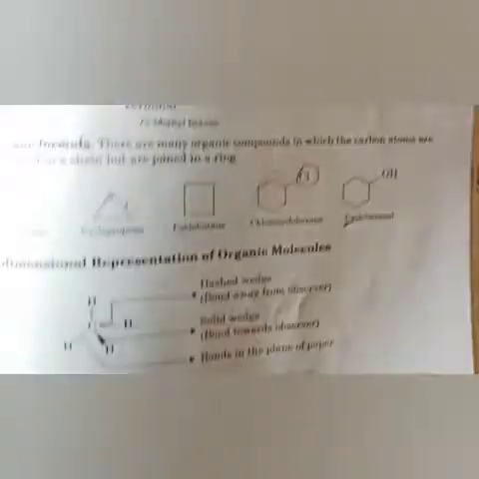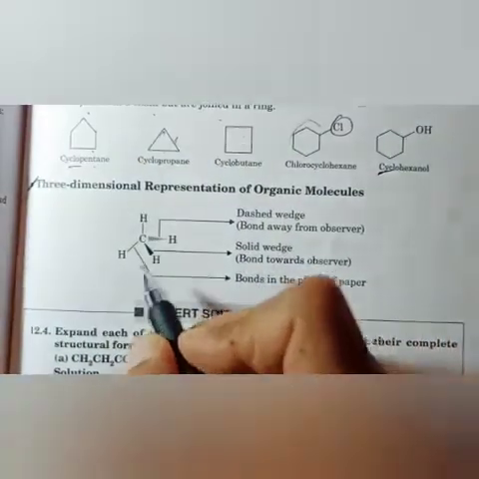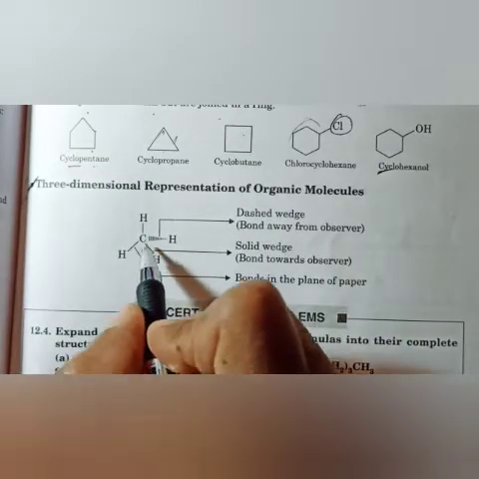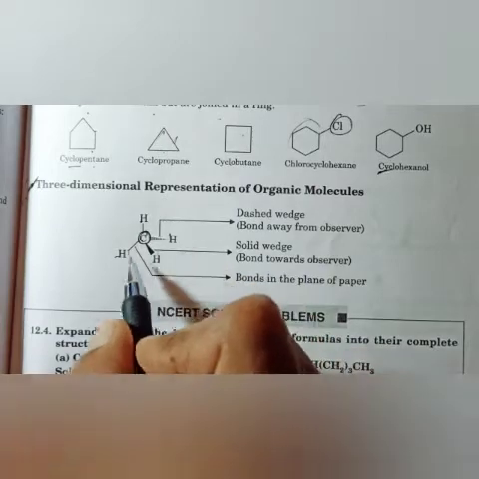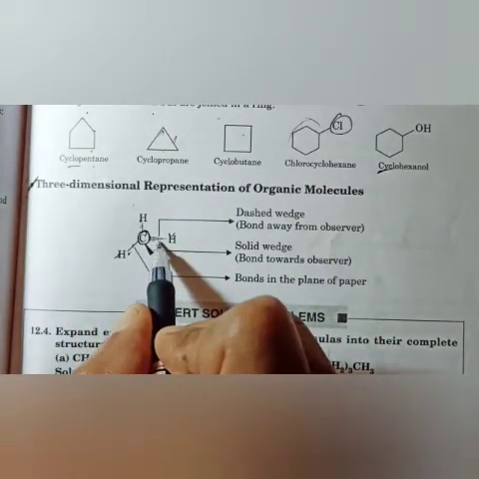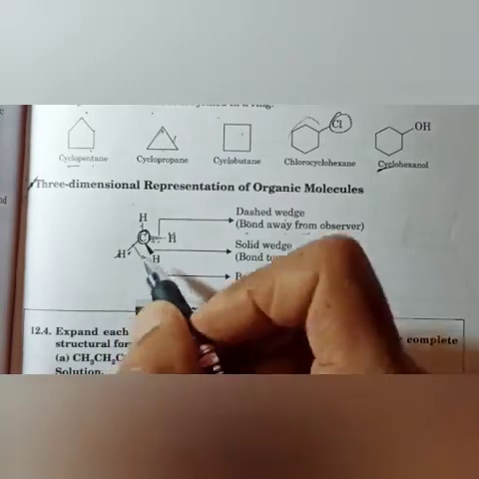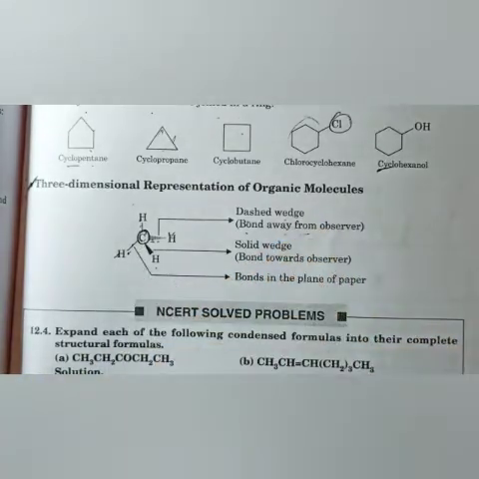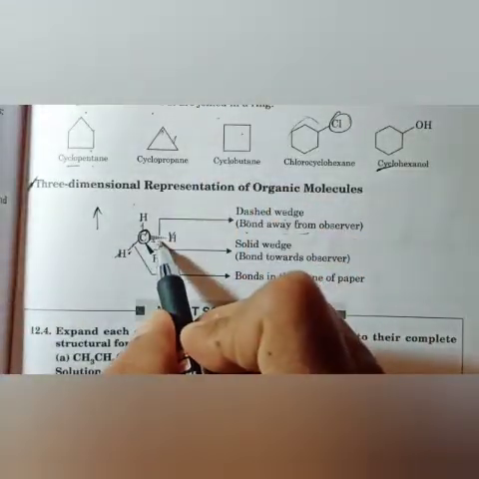And one more thing: how we can represent an organic molecule three-dimensionally. It will be represented this way. Suppose we are writing the methane structure. Carbon is in the center, and there are 4 hydrogens. How are the 4 hydrogens shown? One hydrogen has a solid wedge, and another has a dashed line. The dashed line or dash wedge shows a bond away from the observer. If we see it three-dimensionally, away means that side, the side away from us, and that is shown by a dash.